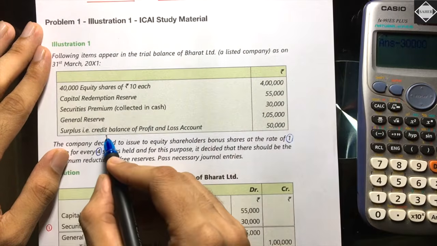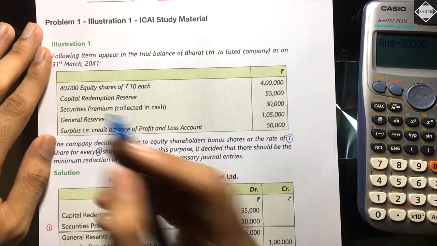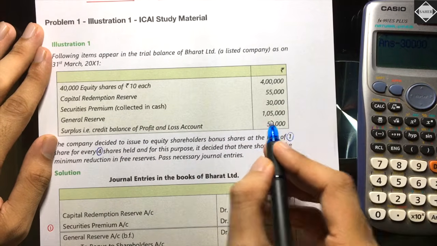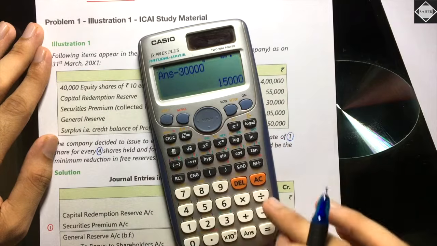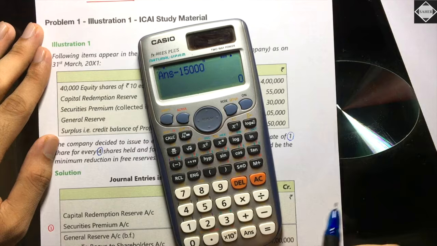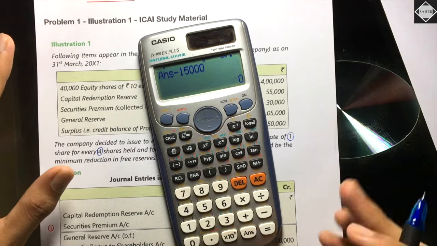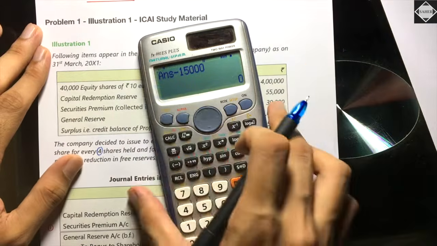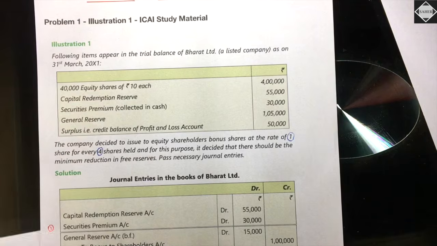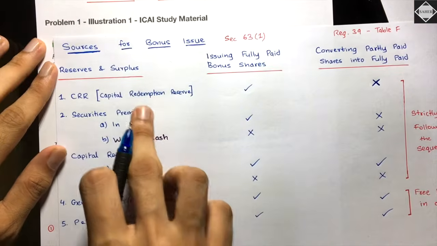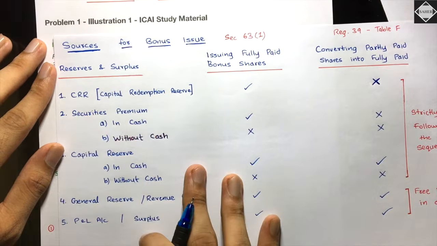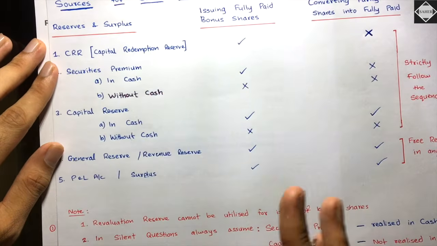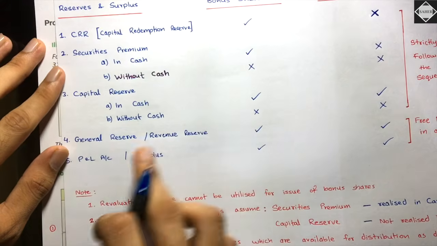You can use P&L if you want, or general reserve. Okay, let's use general reserve. We have 1,05,000 balance in general reserve, so we need only 15,000, so minus 15,000. This is what you have to do, 0. Entire 1 lakh you have taken from different reserves by following the law. First you took 55,000 from CRR, then you took 30,000 from securities premium, and then you took how much? 15,000 from general reserve. This way you have to solve the problem.